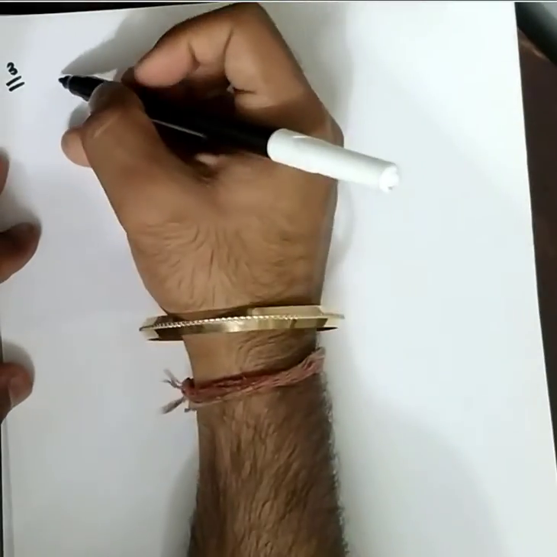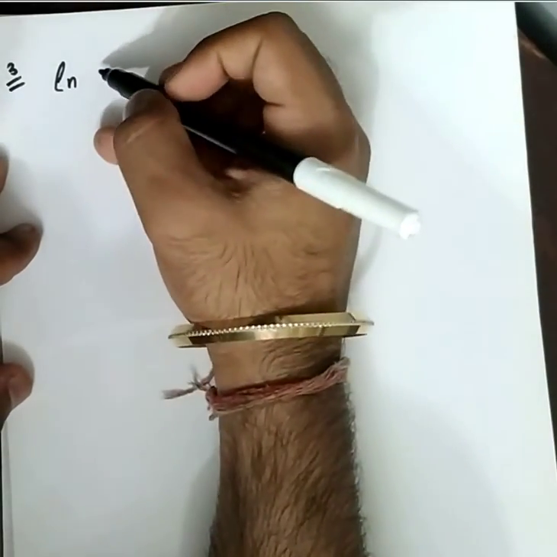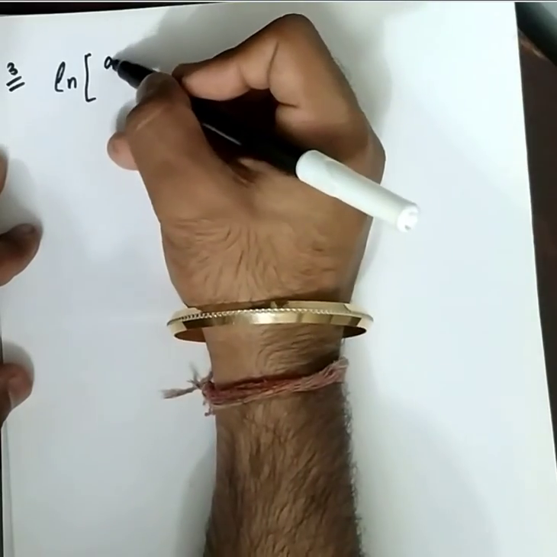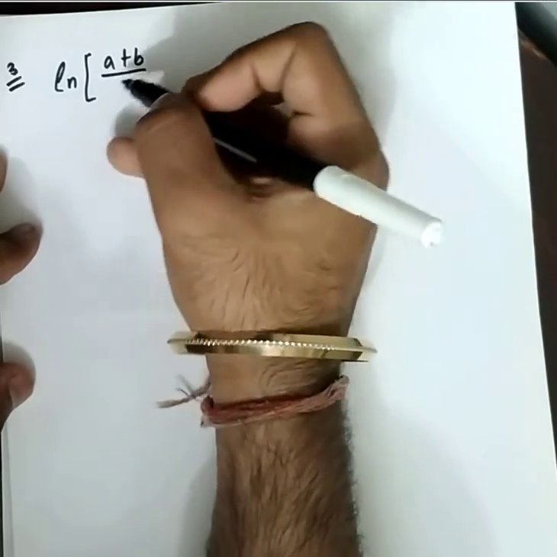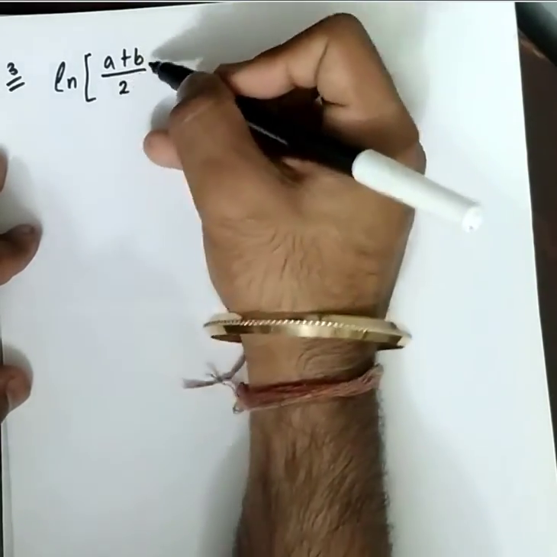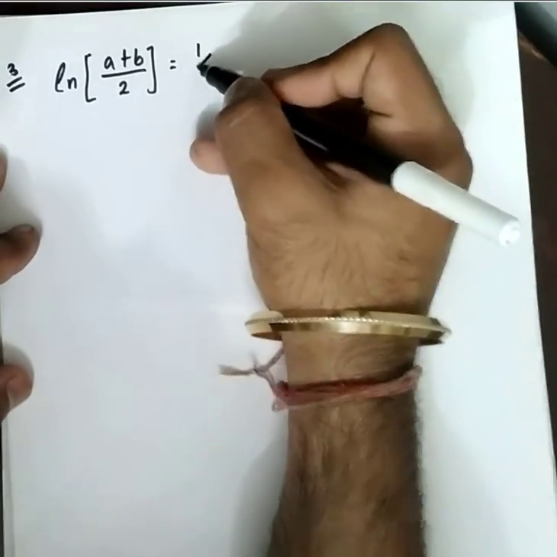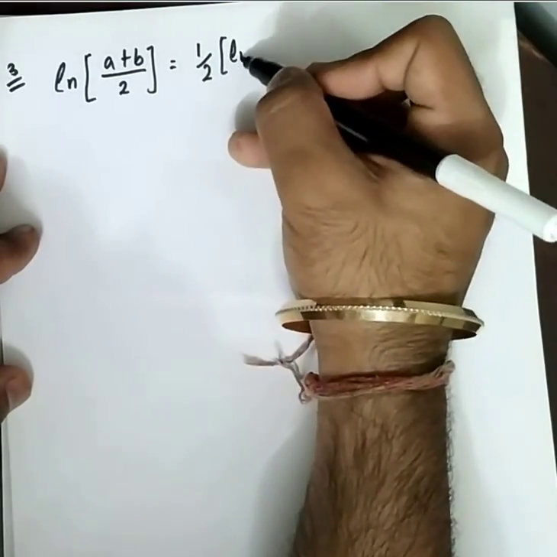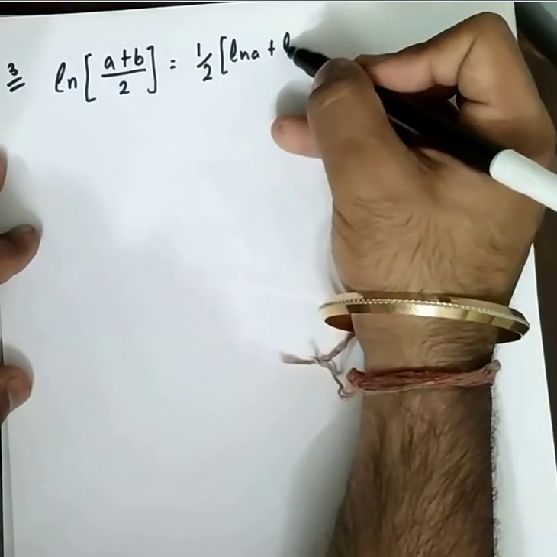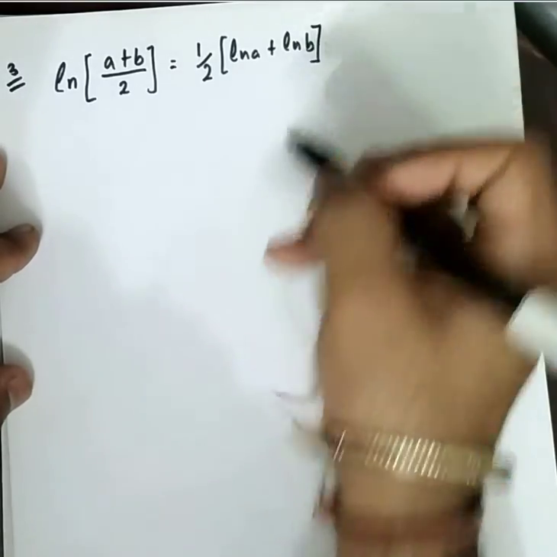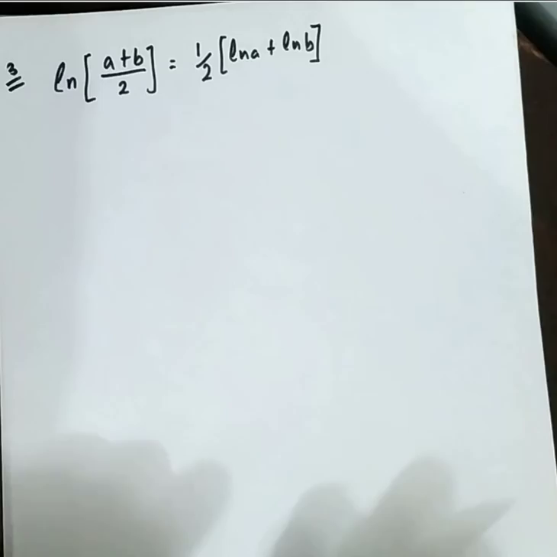So now this one is also an easy question. Just let's get you guys a little feel of it before we move on to the difficult question. ln((a+b)/2) is equal to half of (ln a + ln b). Now guys, what do you mean by ln? Of course, it means the base is e.